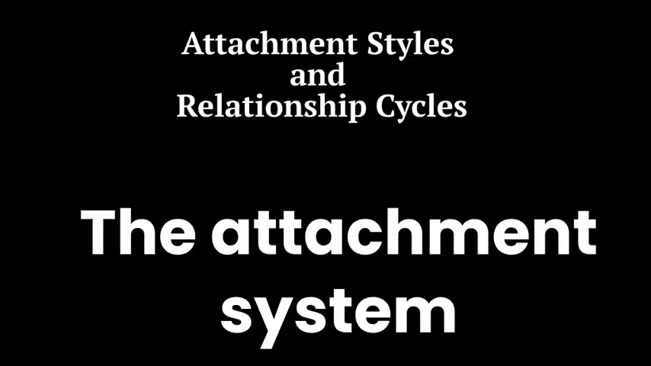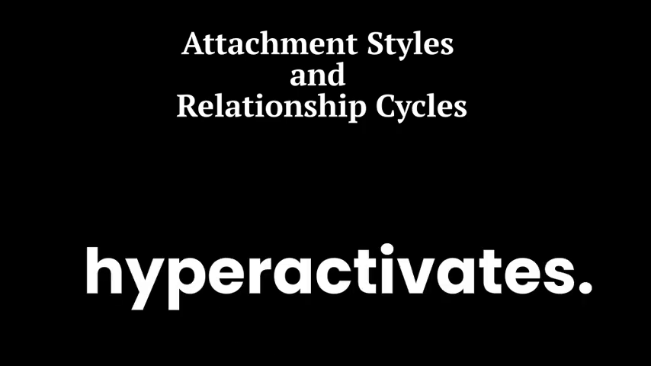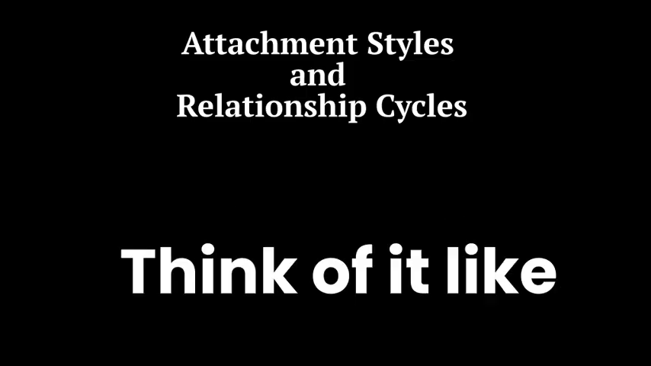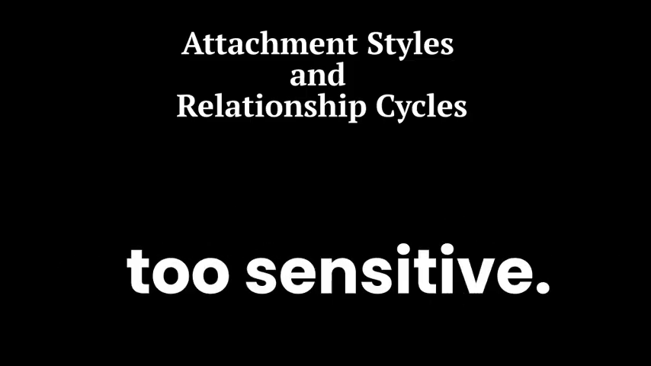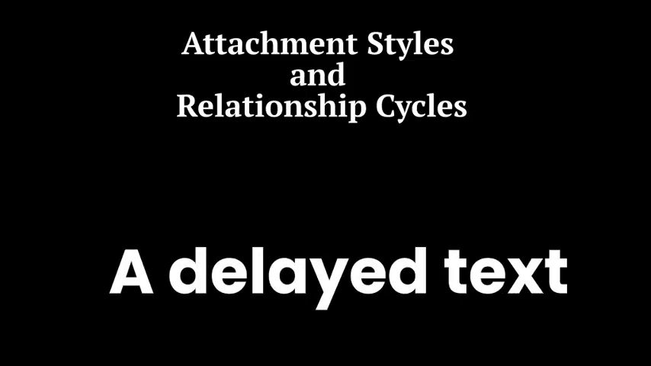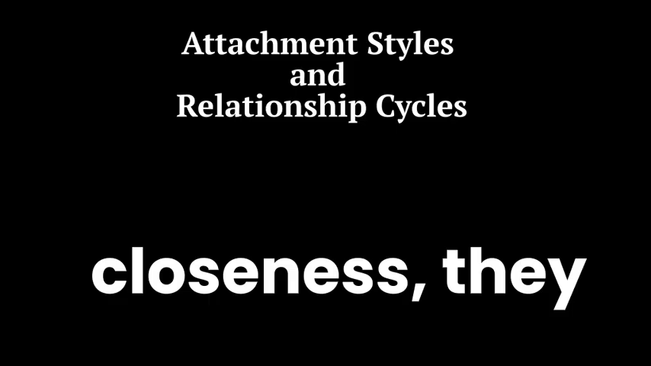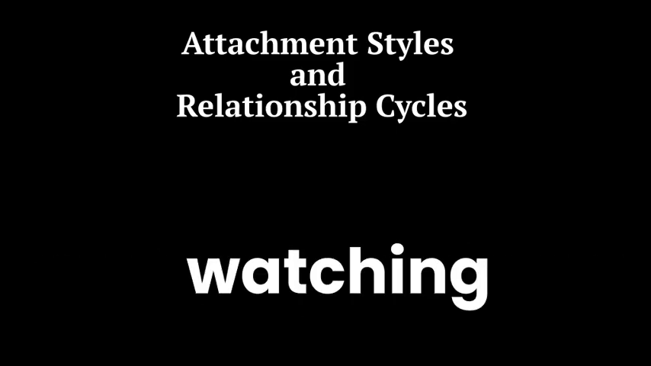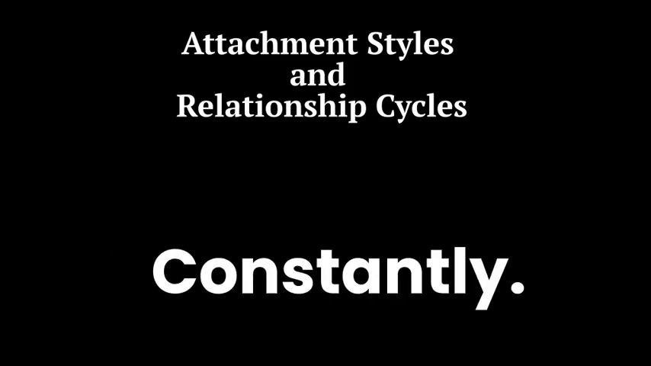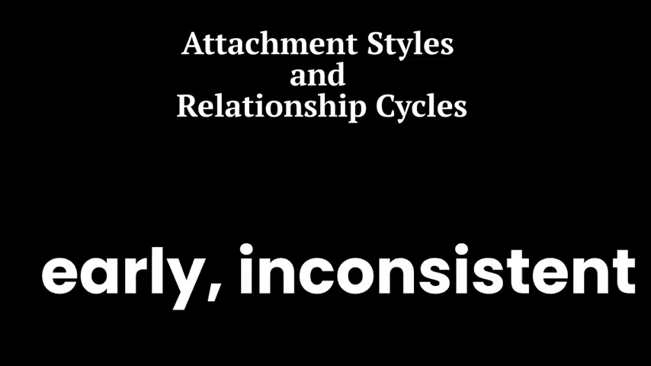With this style, the attachment system hyperactivates. What does that mean? Think of it like a smoke detector that's way too sensitive. A delayed text message can feel like a four-alarm fire. They pursue closeness, they seek a lot of reassurance. And they're always watching for signs of rejection. Constantly. It's driven by that early, inconsistent caregiving.